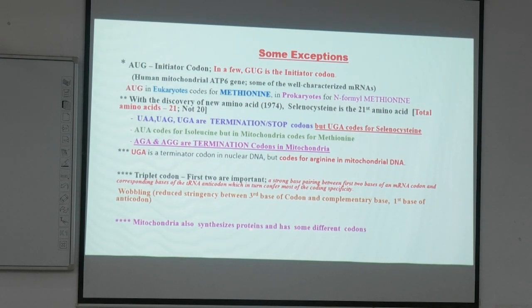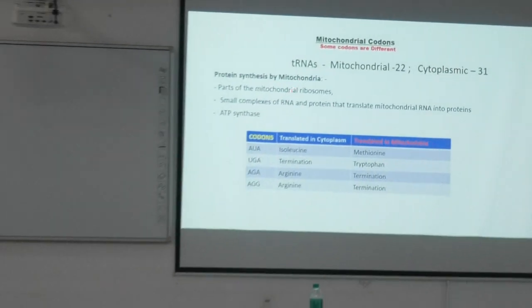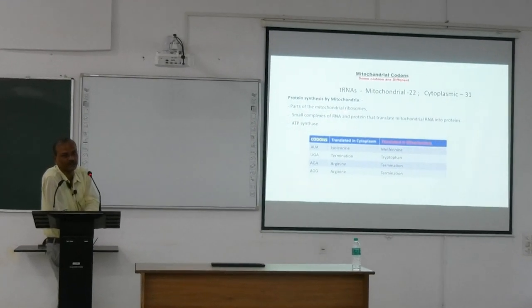And mitochondria also synthesize protein. It is not done exclusively in the cytoplasm, but also in the mitochondria. So the mitochondrial codons are there. There are 22 mitochondrial tRNAs, while the cytoplasm has 31, and protein synthesis occurs in the mitochondria, which I will tell you in the next class.